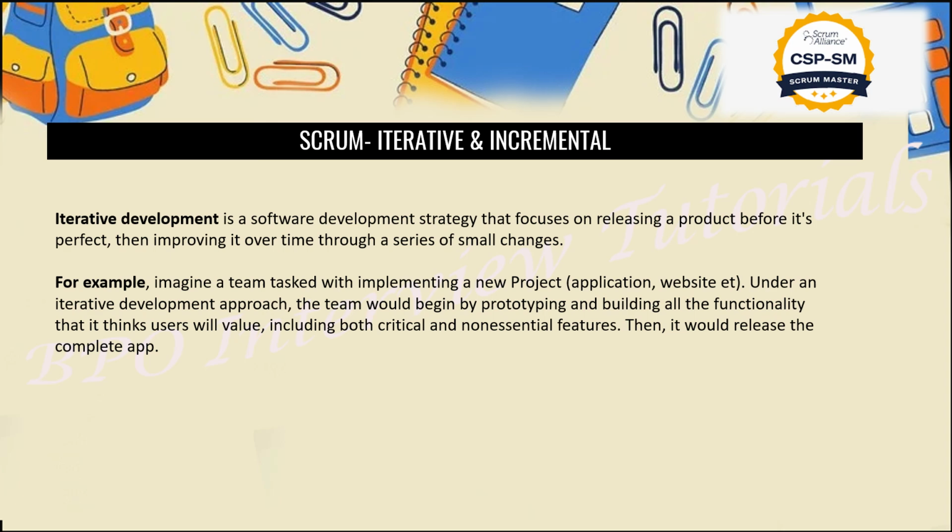Right now, what you have understood here is, suppose I'm working on a project, I will pick up all the essential things and non-essential things we require in the project. Then I will start building up the blueprint, the flowcharts, everything. Then I will start working on it. Now I will release the complete app. So these are the iterative properties.